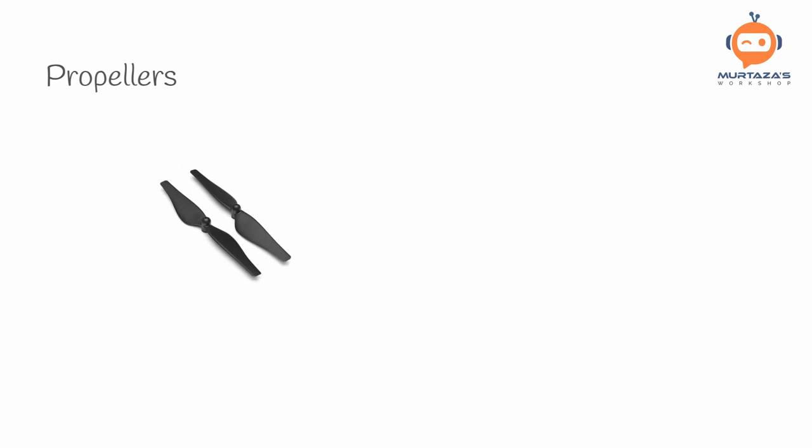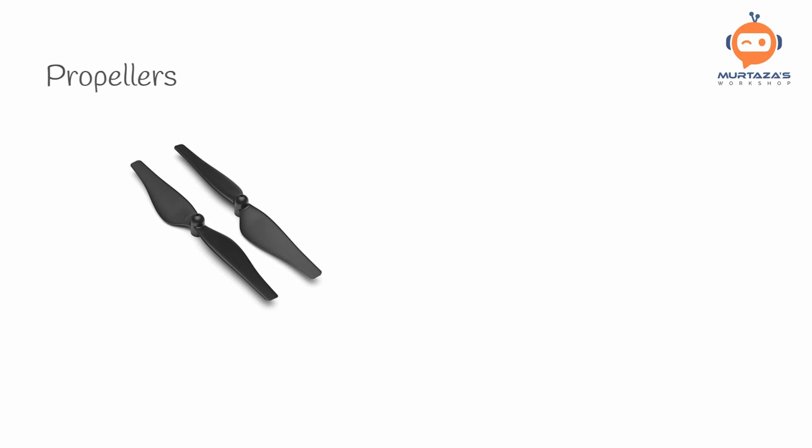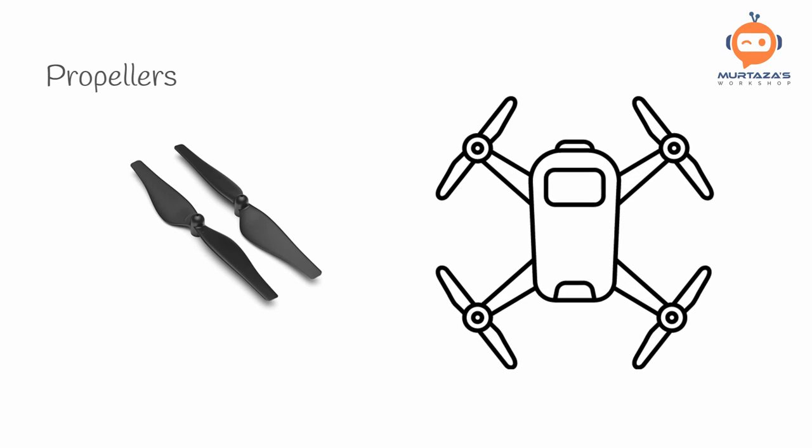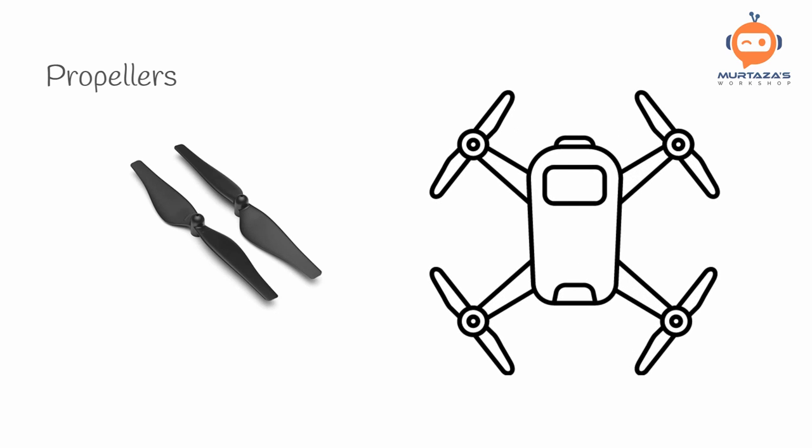Propellers are what generate the lift force when the motors start rotating. There will be 2 types of propellers for any given drone. One that rotates clockwise and the other that rotates counterclockwise. This is because if all the propellers are rotating in the same direction, the drone will start rotating as well. But since we have half of them rotating in one direction and the other half rotating in the other direction, they can cancel each other out and the drone does not rotate.